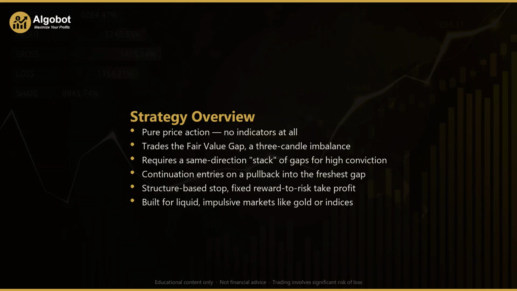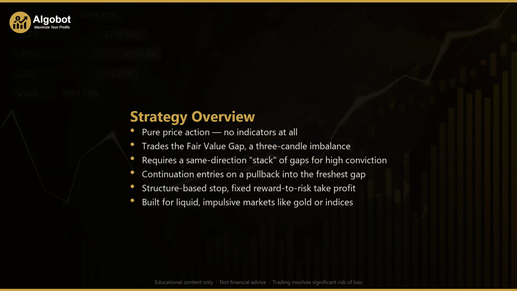That gap represents a zone where the market moved too fast to trade fairly, and price often returns to it later. Now, here's the key insight that makes this strategy different. A single fair value gap is everywhere, and on its own it's mostly noise. But when an institutional move is genuinely powerful, it travels so quickly that it leaves 2, 3, or even more unfilled gaps all pointing the same way, formed within just a few bars of each other. That cluster, the stack, is the real fingerprint of strong displacement. This EA only takes a trade when such a stack exists.